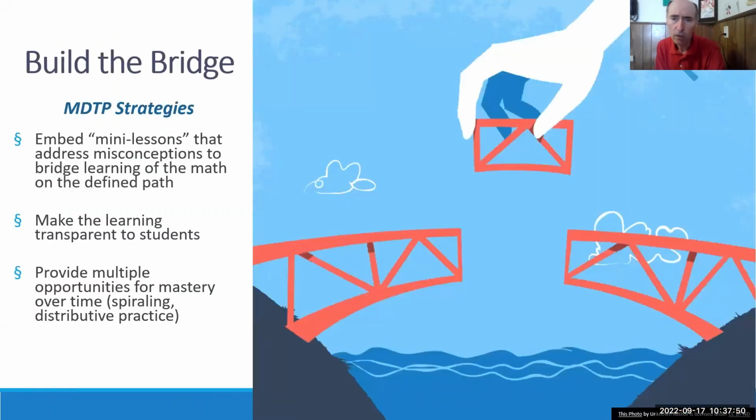All right. So a few suggestions that we have for bridging your students from where they are right now to where you want to take them are these three that we have here. You can embed some small lessons that address the misconceptions that you see. You should try to make the learning transparent to students, so they can have more agency and more ownership of the learning, and you should try to provide several opportunities over time for them to master the skills and the concepts that they're still trying to build upon.